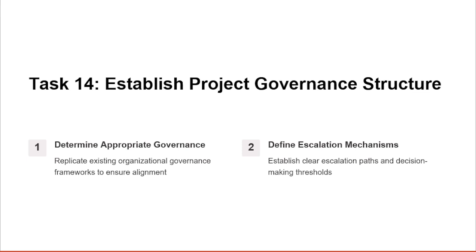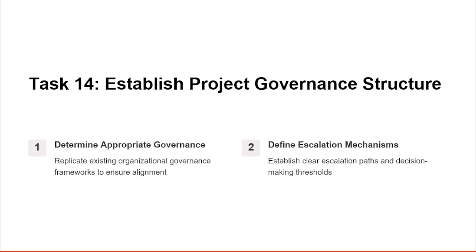Task 14 under the process domain, establishing a project governance structure. The PMP exam will test your ability to set up an effective governance structure for the project, ensuring that the decision-making authority and responsibility are clearly defined. This task involves aligning the project processes with the broader organizational governance framework and defining how issues and risks are escalated when necessary.